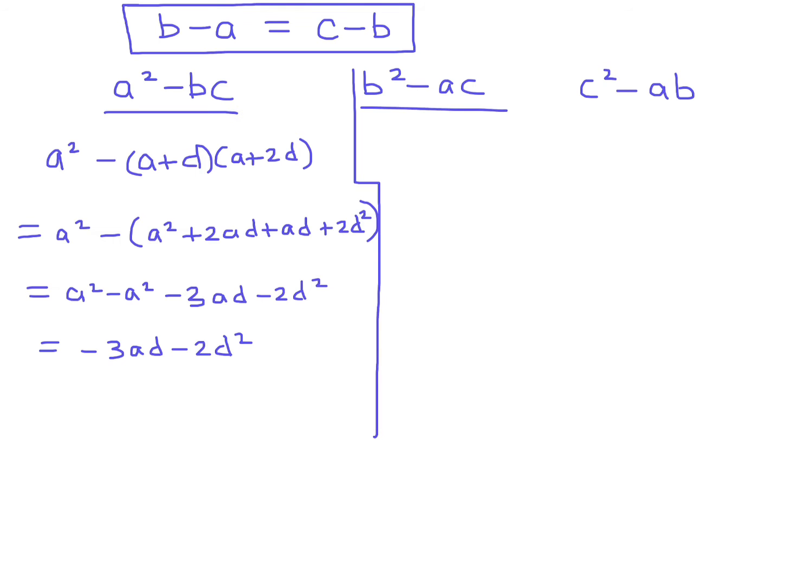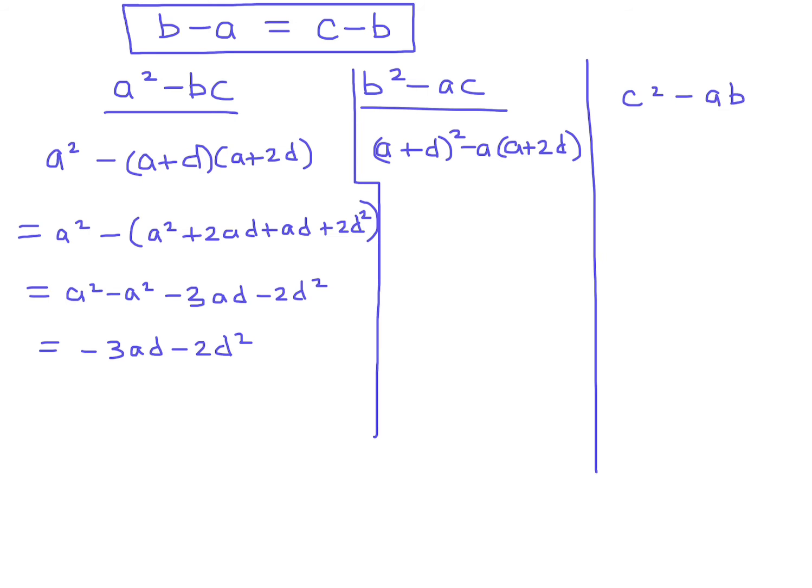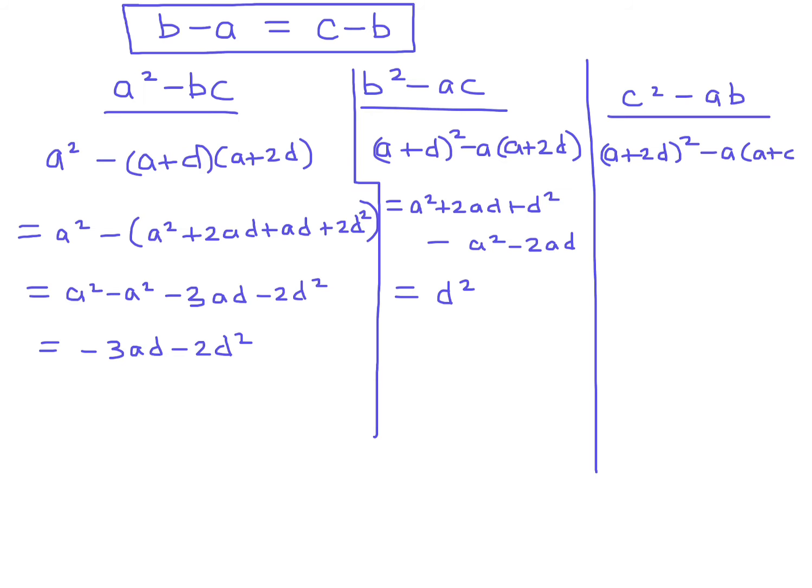All right, now let's turn our attention to the next guy, b squared minus ac, and that is (a plus d) all squared minus a, and then c was a plus 2d. So this is going to be a squared plus 2ad plus d squared minus a squared minus 2ad, and that looks like just d squared. Okay, let's go to the last one. That's (a plus 2d) all squared minus a times b, which is a plus d. And this is going to be a squared plus 4ad plus 4d squared minus a squared minus ad. Correct? So let's see, anything cancel? Yeah, a squareds cancel, and you're just left with 3ad plus 4d squared.